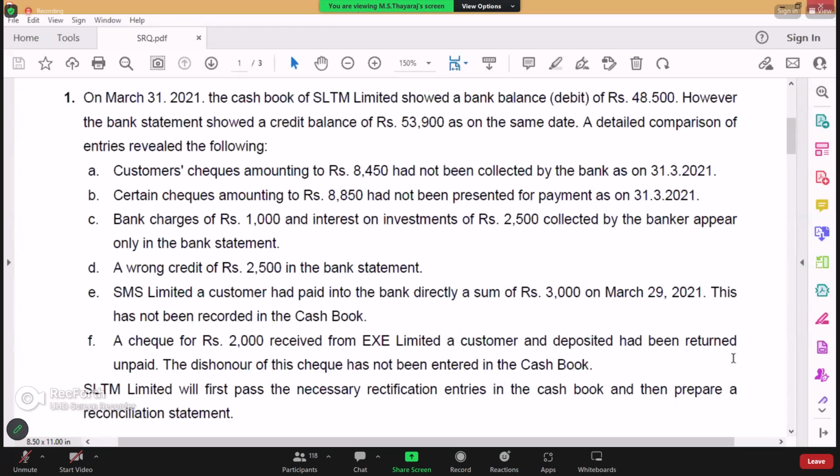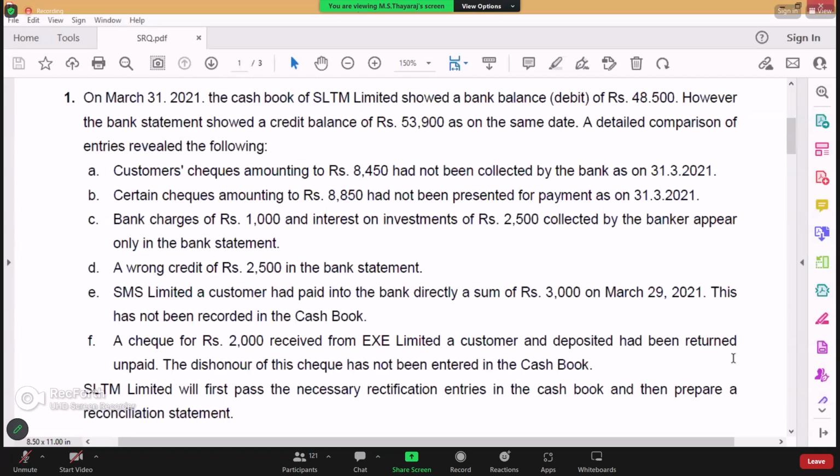On March 31st, 2021, the cash book of SLTM Limited shows the bank balance debit 48,500. So according to their cash book, the bank balance is 48,500. They prepared the cash book, then they found the balance of 48,500 in the bank balance.